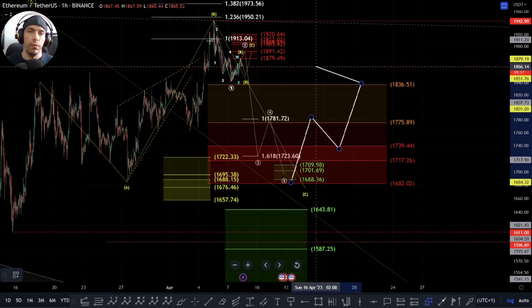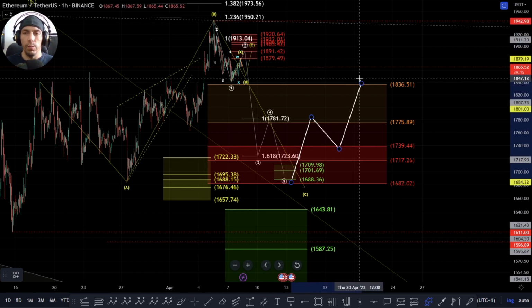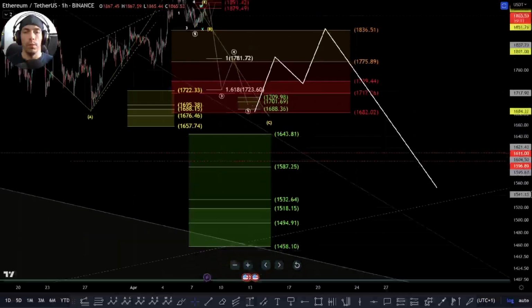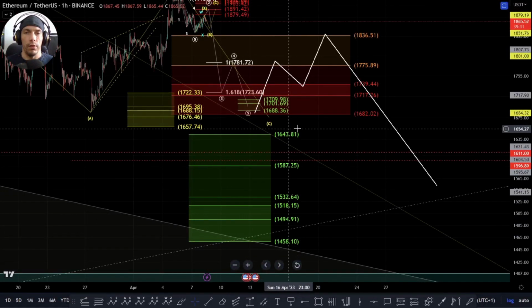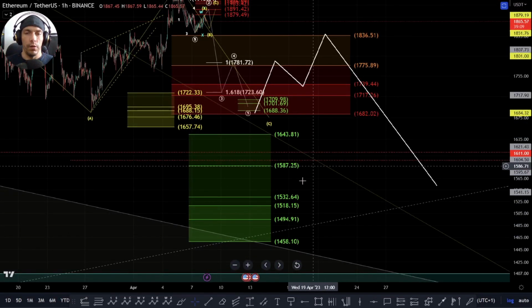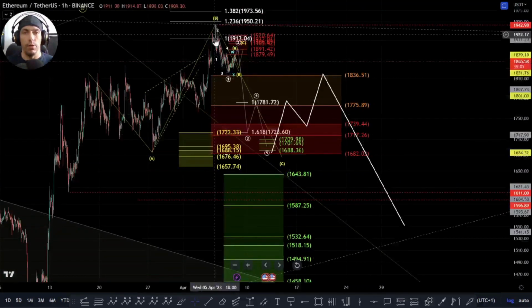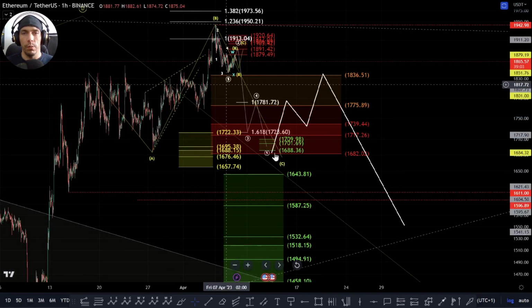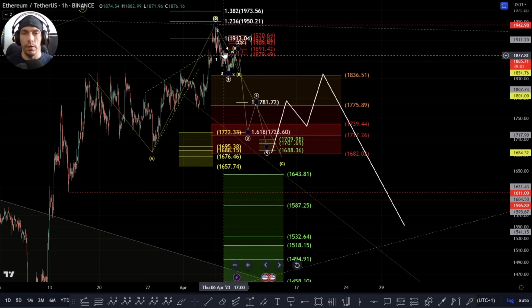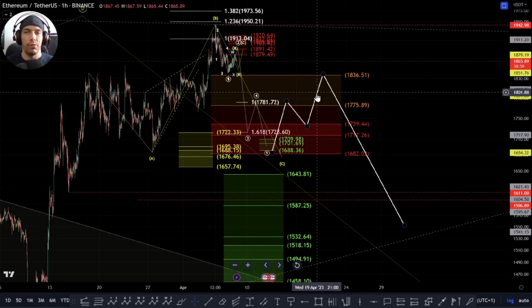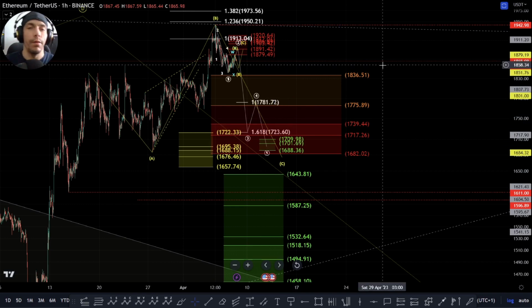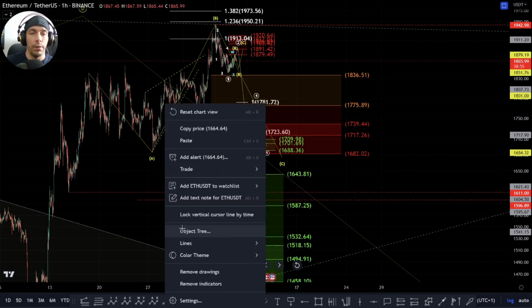If we get a 3-wave move to the upside, this could be an A, this could be a B, and then we could actually look to come back down and test these deeper regions here, these lower ranges, this 1587 to this 1458 region. So just got to be a little bit cautious with this. If we do break down in a 5-wave move, going to have to watch those retracements to the upside because they could indicate further extension to the downside.